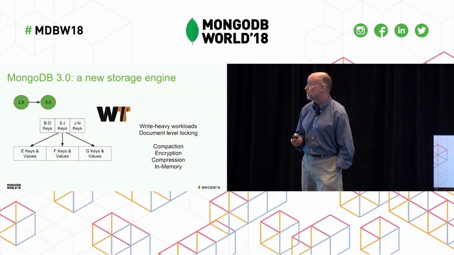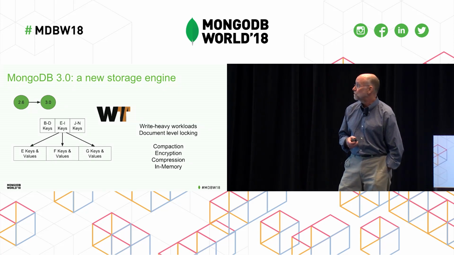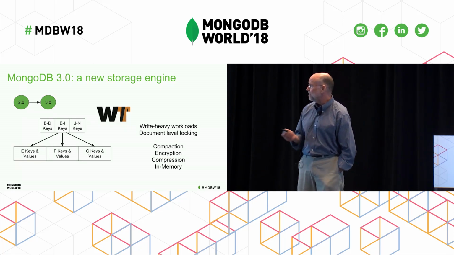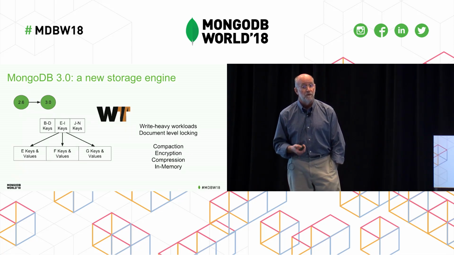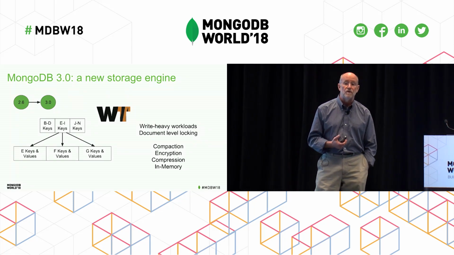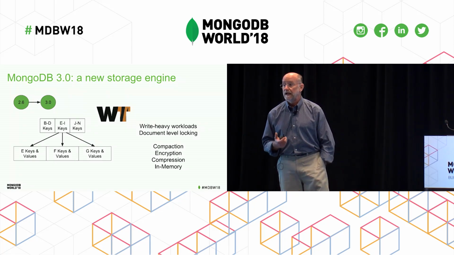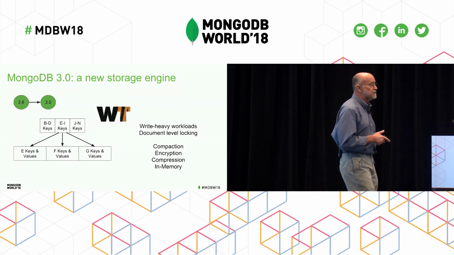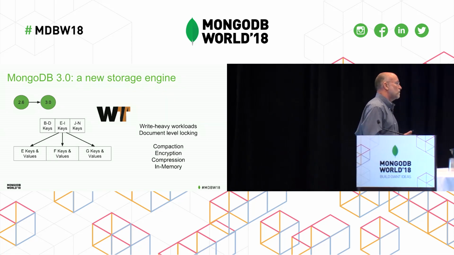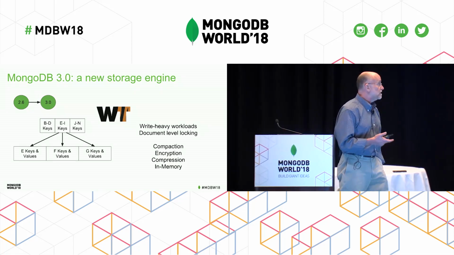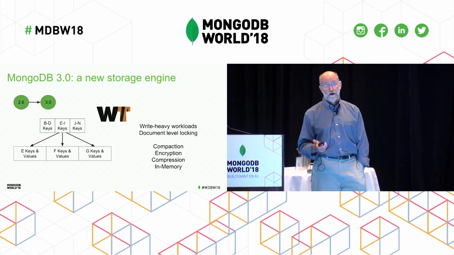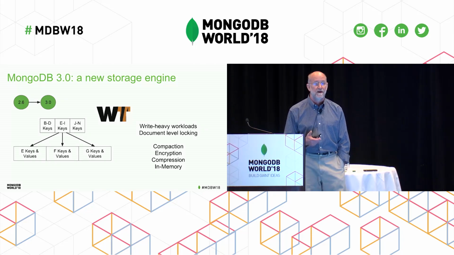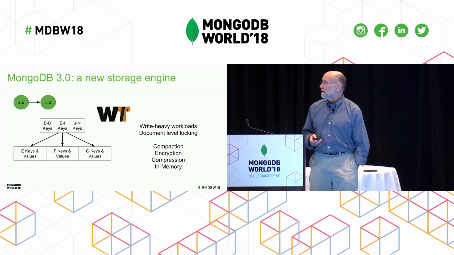And so one of the primary reasons, I would say, we wanted WiredTiger was to be able to handle write-heavy workloads. Now, it also came with document level locking, which we'd considered ways to do in mmap v1. This meant we didn't have to, and it solved a hard problem for us. There were a few user-facing features as well. We wanted compaction, we wanted encryption, we wanted compression. We also wanted the ability to run entirely in memory. And some of those things were either difficult or perhaps impossible in mmap v1. That's why we brought in WiredTiger.